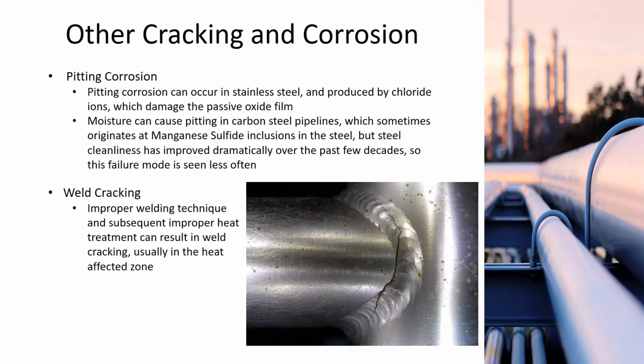For the last slide on design, I wanted to bring up that there are numerous other methods by which pipelines can crack and corrode. Two of these are pitting corrosion, which can occur in stainless steel and is produced by chloride ions, which damage the passive oxide film, and weld cracking, where there's an improper welding technique and improper heat treatment, and then you get a crack that runs through the weld. Next, we're going to move on to inspection of pipelines.